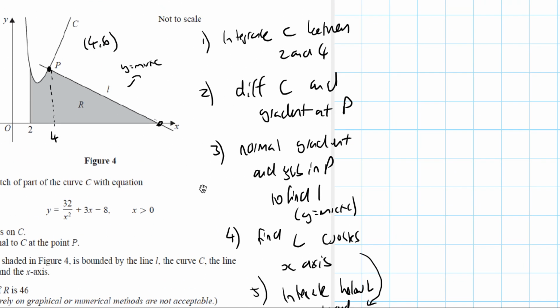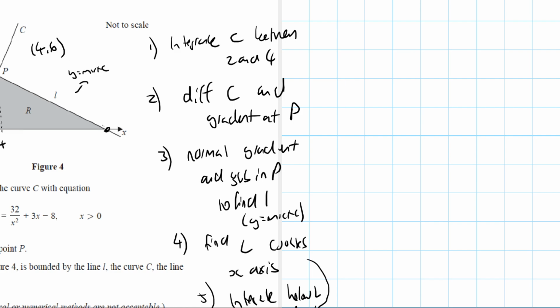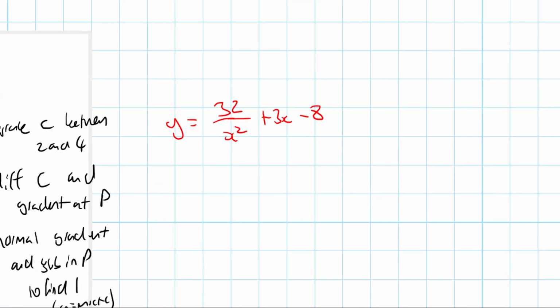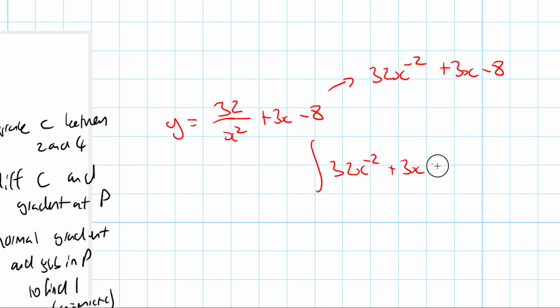So the first thing we're going to do is integrate C between 2 and 4. The curve that we're given is y equals 32 over x squared plus 3x minus 8. In this situation, we want to integrate between 2 and 4. I'm going to rewrite this equation and get rid of the power below, because that makes it easier to integrate and differentiate. By rewriting this as x to the power of minus 2, because it's in the denominator, it's going to make it quicker and less likely for me to make mistakes when I'm integrating.